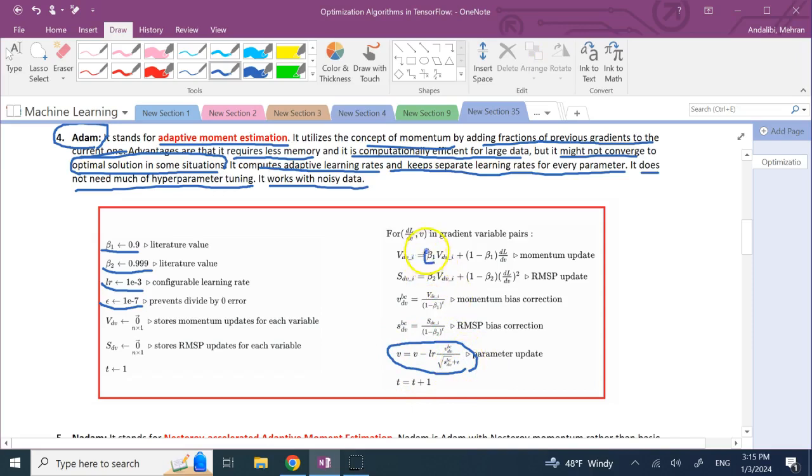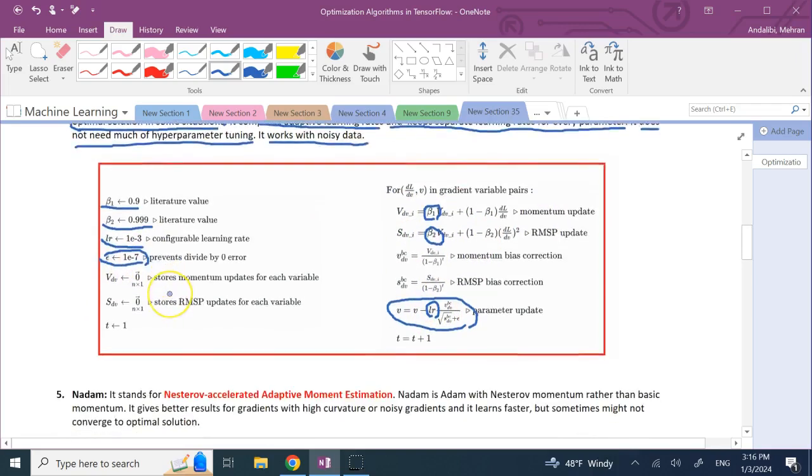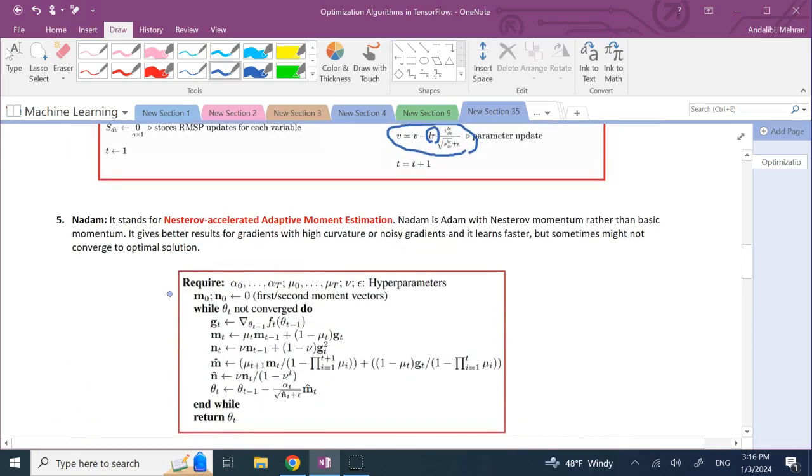So you need this parameter beta 1, you need this parameter beta 2, the discount factors or the exponential factors that you have in first and second order methods. You need this initial learning rate, and you also need this constant, and as long as this constant is a little bit bigger than 0, that's all you need. So this is Adam.